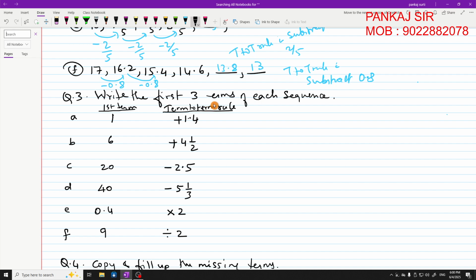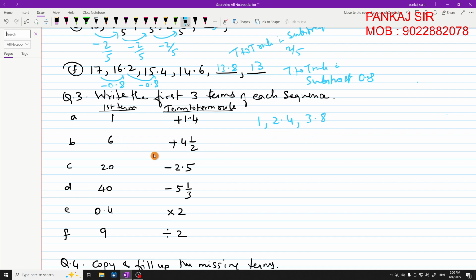Okay. So the very first term will be 1 because it is given already. Second term will be add 1.4. So 1 plus 1.4 will be 2.4. Am I right? And third term will be 2.4 plus 1.4, that will be 3.8. Let us check. 1 plus 1.4 gives me 2.4, and 2.4 plus 1.4 gives me 3.8. So these are the three terms of this sequence.